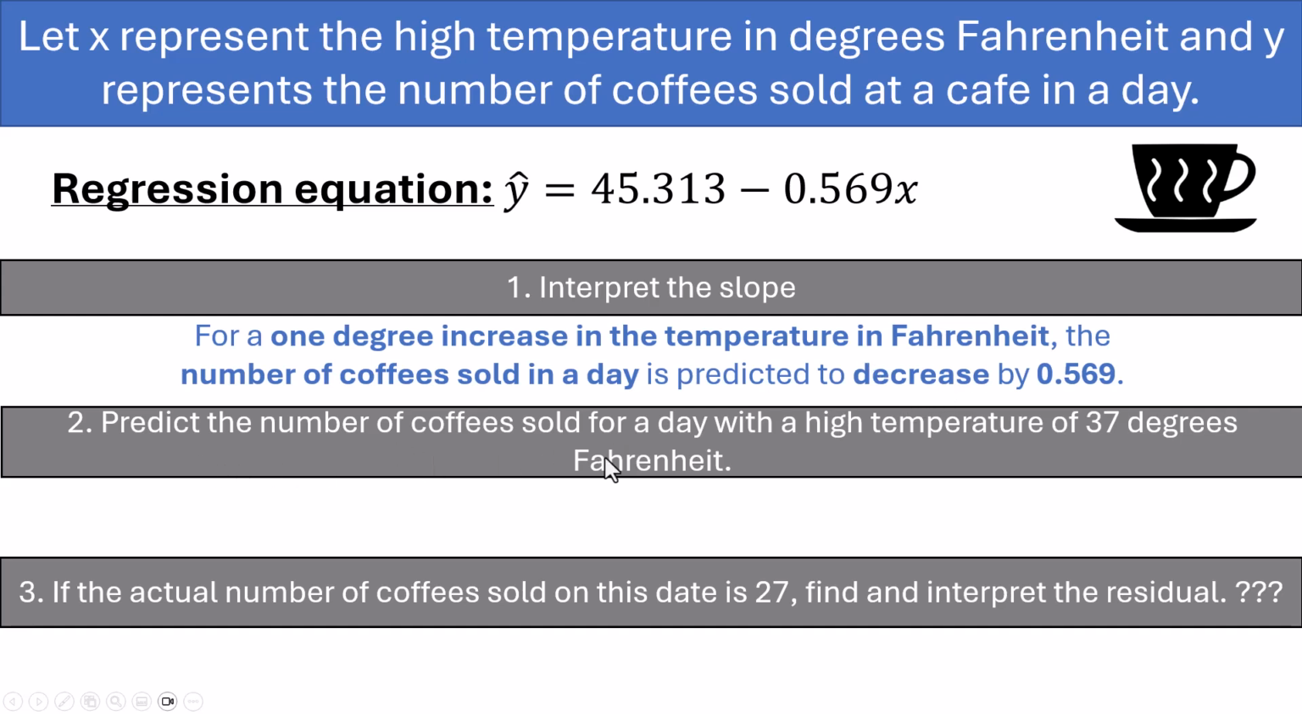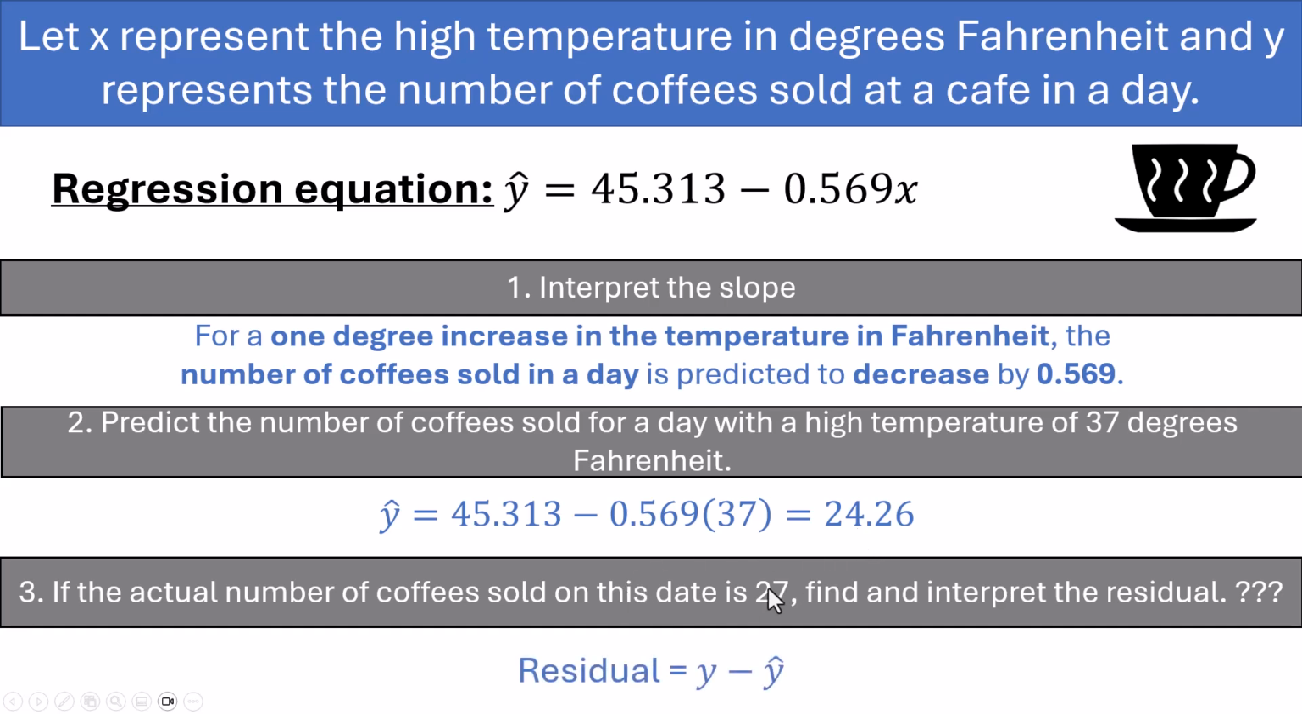Number 2 asks us to make the prediction. If we want to predict when the temperature is 37 degrees, we can just plug in 37 to the equation. We should get 24.26. And then to find the residual, we would just take the actual y value, which they're telling us is 27, and subtract the predicted value. Interpreting that would be either an over or under prediction. I'll let you determine that for yourself.